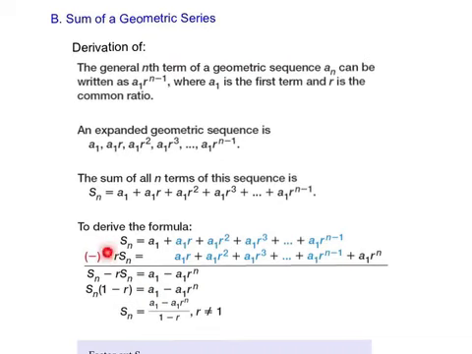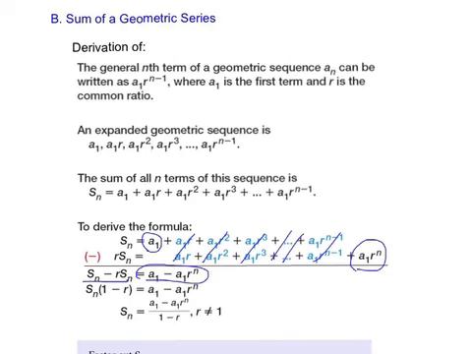Now, if I subtract this, notice what's going to happen. These are going to subtract out, and subtract out, and subtract out, all the way to the end, and all I'm going to be left with is a sub 1 here, and a sub 1 r to the n power there. Okay, so what I've just done is I have taken the series minus r times the series, and it will equal this formula right there.